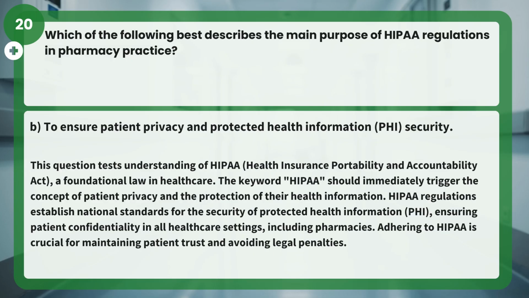Answer, B. To ensure patient privacy and protected health information, PHI, security. This question tests understanding of HIPAA, Health Insurance Portability and Accountability Act, a foundational law in healthcare. The keyword HIPAA should immediately trigger the concept of patient privacy and the protection of their health information. HIPAA regulations establish national standards for the security of protected health information, PHI, ensuring patient confidentiality in all healthcare settings, including pharmacies. Adhering to HIPAA is crucial for maintaining patient trust and avoiding legal penalties.